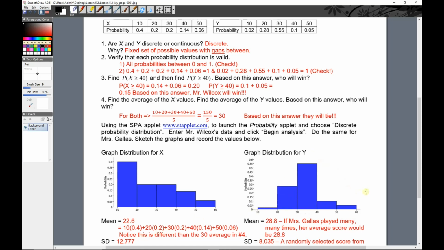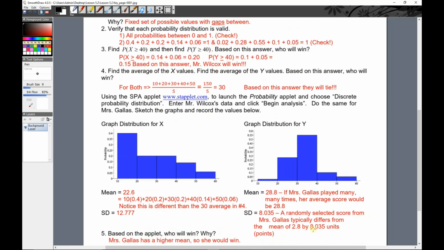Over here, Mrs. Gallus, with her symmetric distribution, has a much higher mean. So the interpretation is, if Mrs. Gallus played many, many times, her average score would be 28.8. And the standard deviation, there's a lot more spread in Mr. Wilcox's distribution than Mrs. Gallus. And the way you would interpret that would be to say a randomly selected score from Mrs. Gallus typically will differ from the mean of 28.8 by 8.035 units or points. This is how you interpret these things.